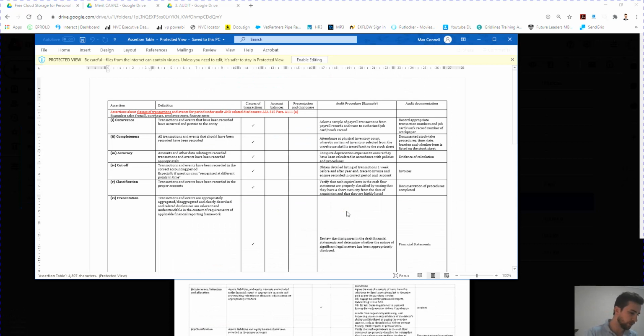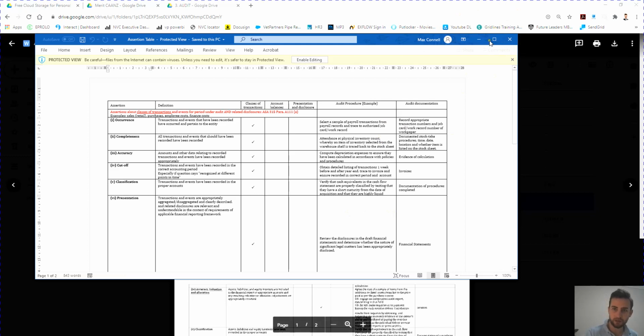So once you start going through past exam papers, you'll see that a lot of questions ask you to come up with an audit test or an audit procedure to actually verify one of these assertions. And what we've got in these notes is a series of examples. So for example, if the exam question says, give us an audit procedure to test occurrence for this company, we've got example wording over here. So you can see over here it says, select a sample of payroll transactions from payroll records, trace to authorized job card, work recovered.